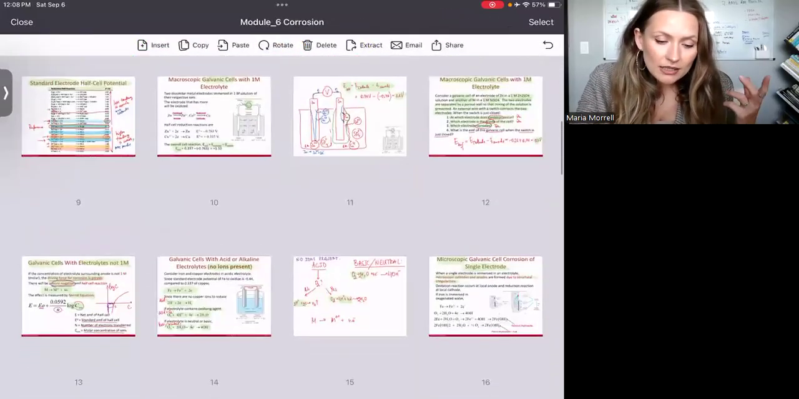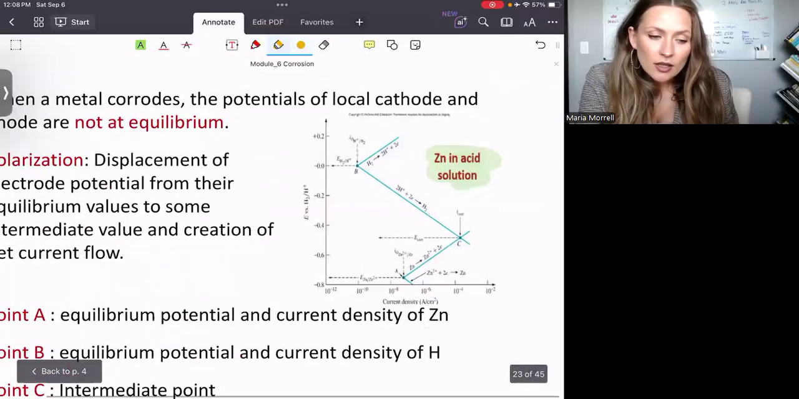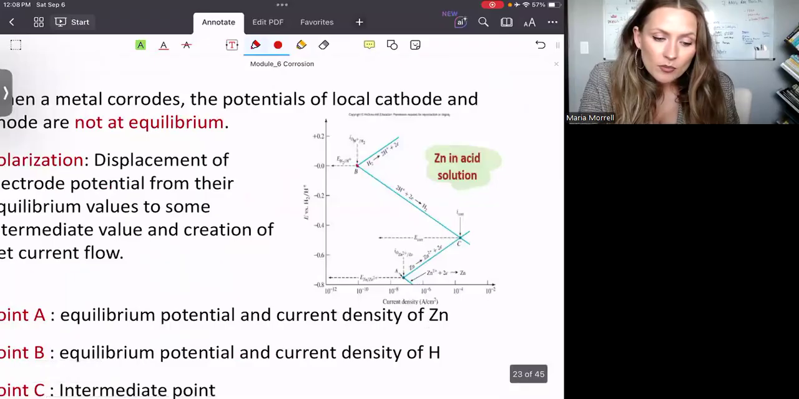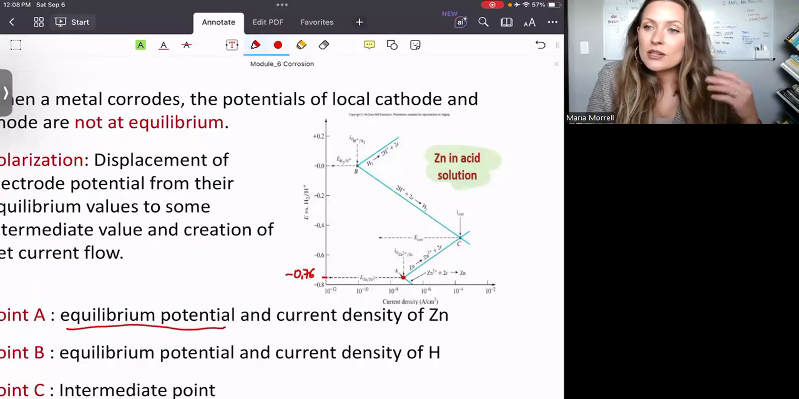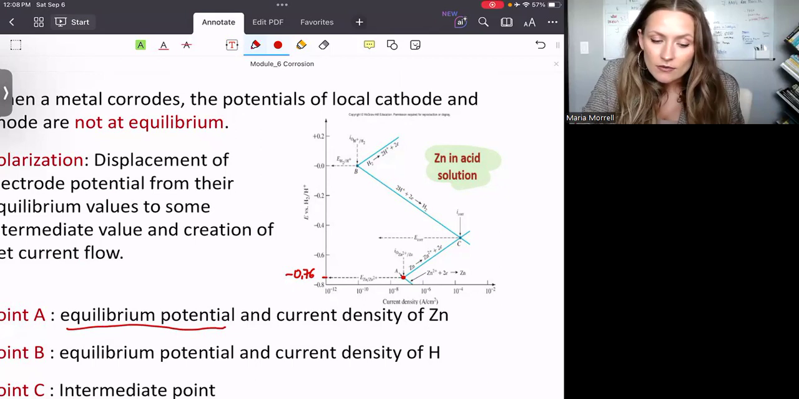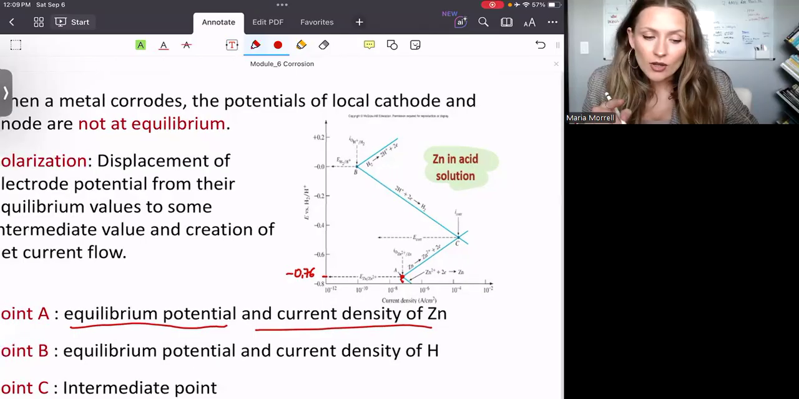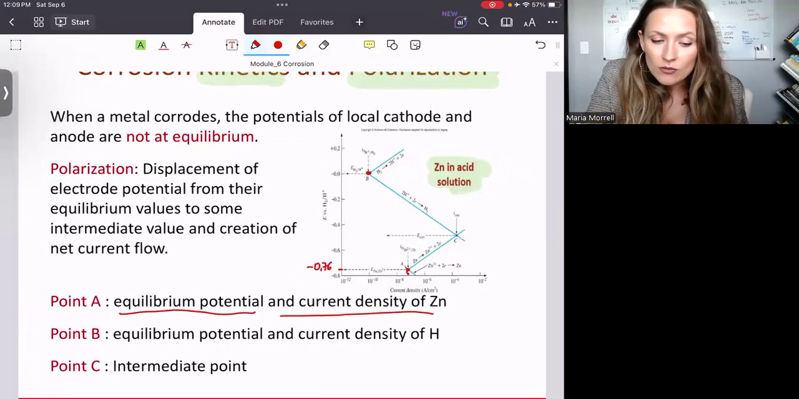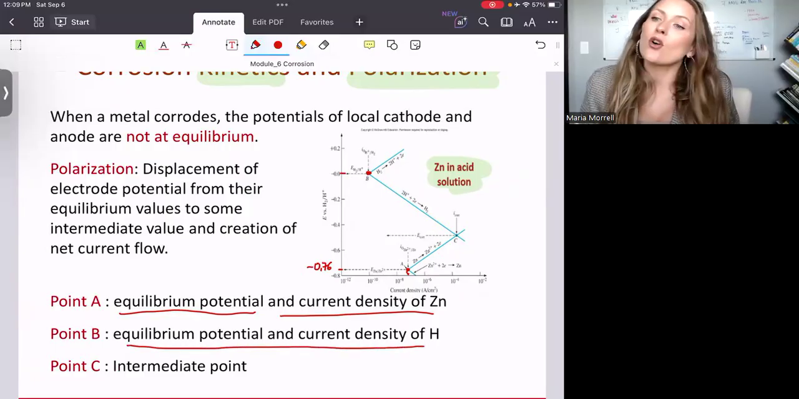So if I am to depict it another way, let's say I shall start with point A. I'm looking at this point A, and you will see that this number is exactly negative 0.76 volt, right? This point corresponds to your equilibrium potential and current density of zinc, right? Now, we also know that this point B, which is a 0 point, is going to be the equilibrium potential and current density of hydrogen.